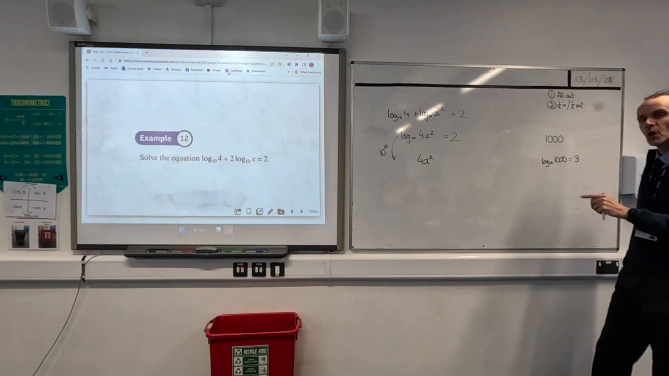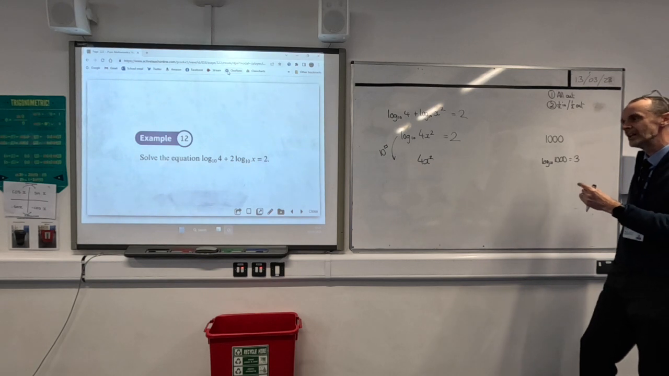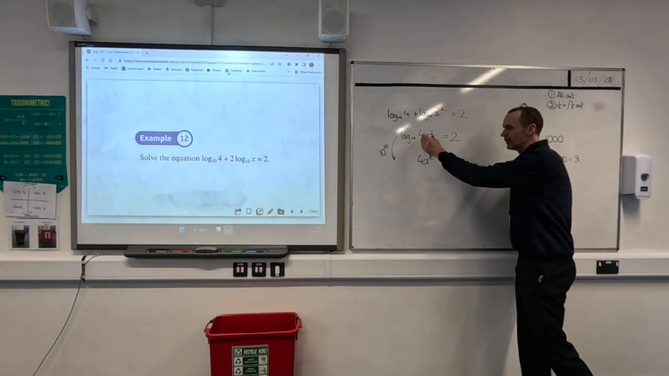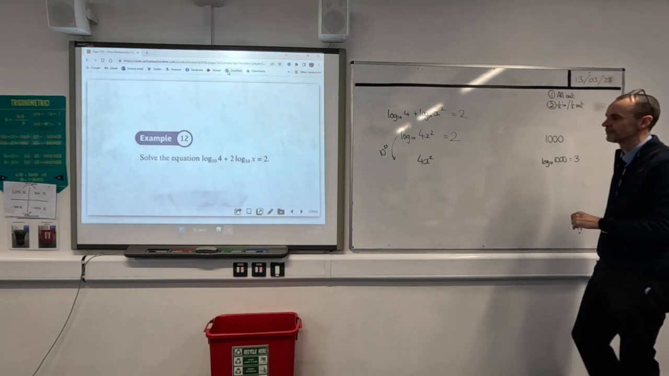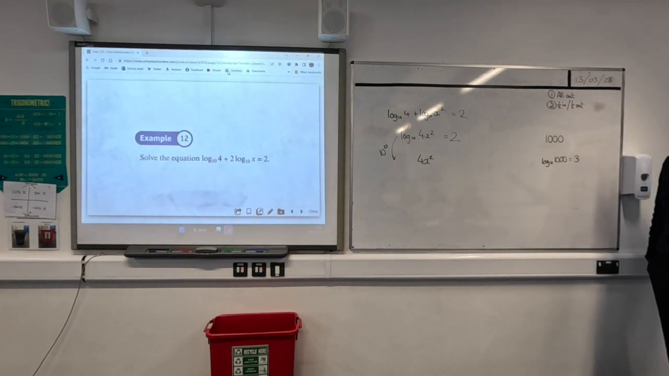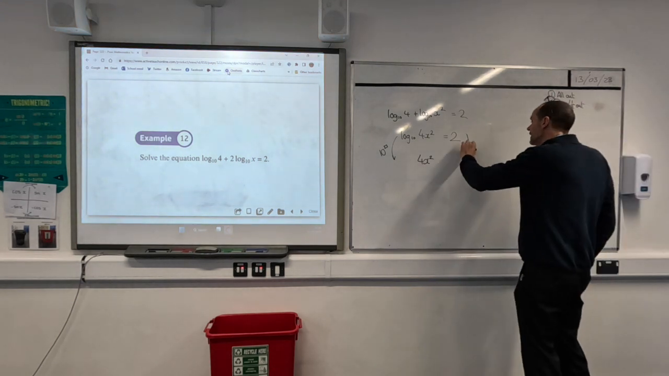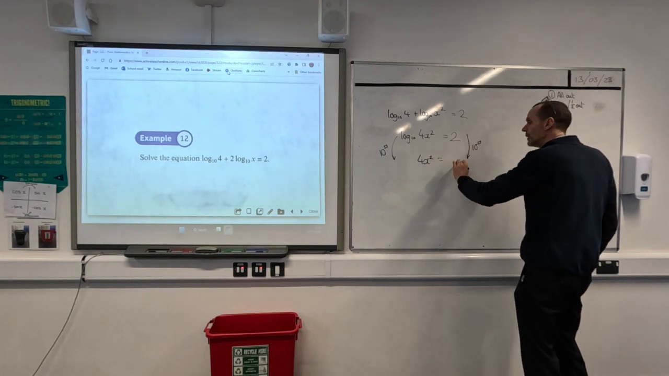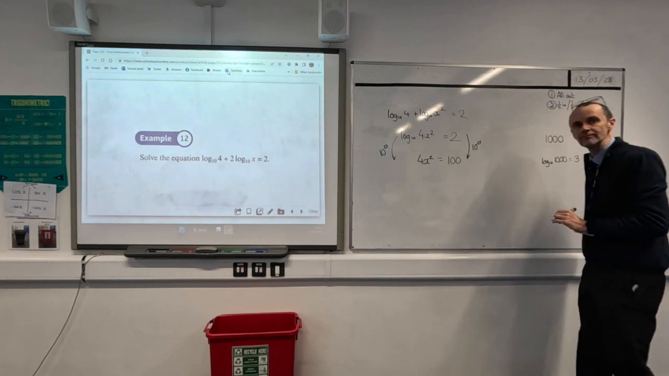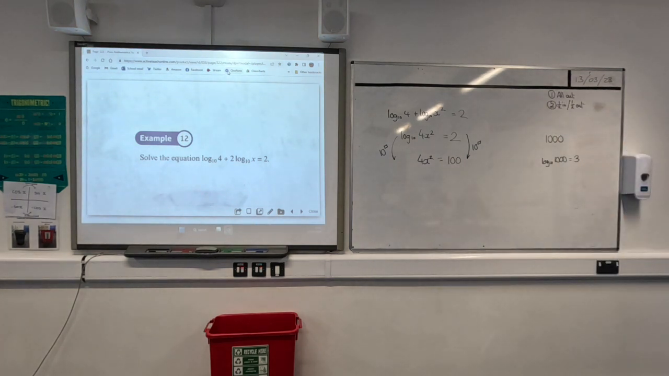So to undo logging, we do that to the power of, and on that side it just kills the log, just gets rid of the log. But we know that when we do something to one side of an equation, we have to do the same to the other side. So I need to do 10 to the power of this side as well. And 10 to the power of 2 is 100. So to undo log to the base 10, you do 10 to the power of.